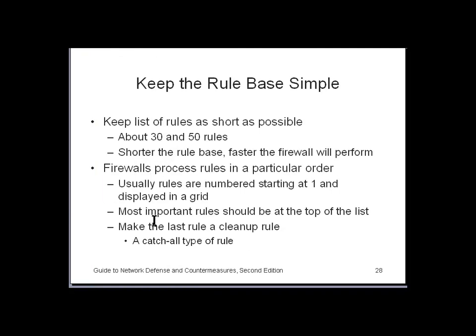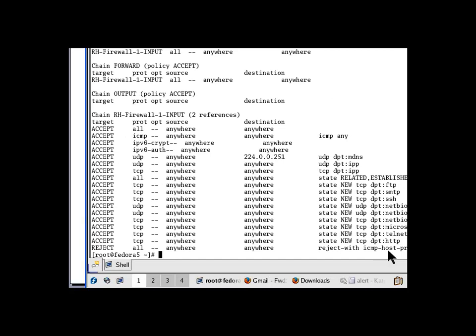So the most important rule should be at the top of the list, and the last rule is the cleanup rule. It's a catch-all type rule, and there are different ways of defining this, as we'll see. Recall that we talked about the default policy of allow or deny. If we look back here at this rule, the default policy right here is to reject. If nothing matches in here, then we're going to reject it. So our default policy here is reject.